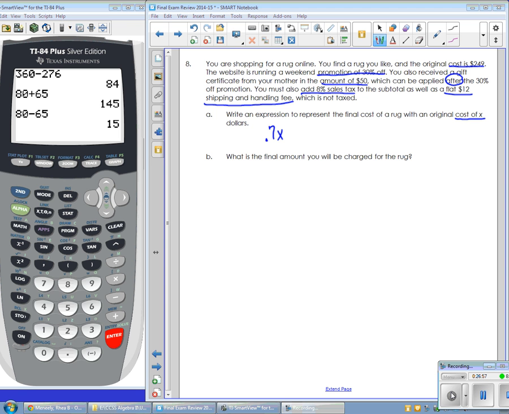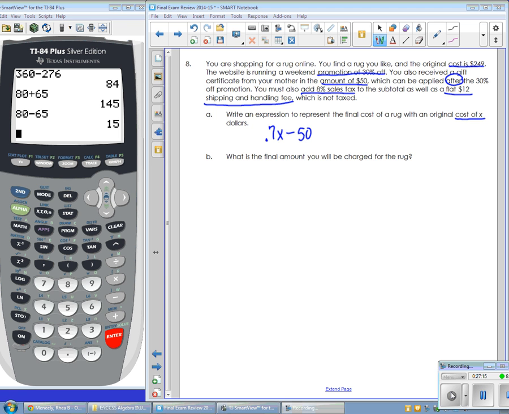The next thing I need to do is apply the $50 gift certificate that my mom gave me. So after paying 70% of the value of the rug, I'm now going to subtract $50. Okay? The next thing I'm going to do after that is apply 8% sales tax.